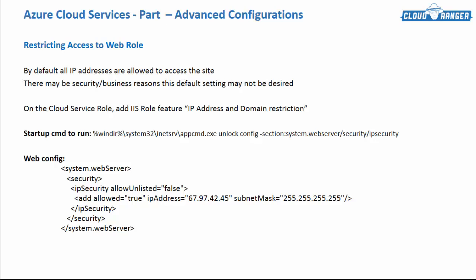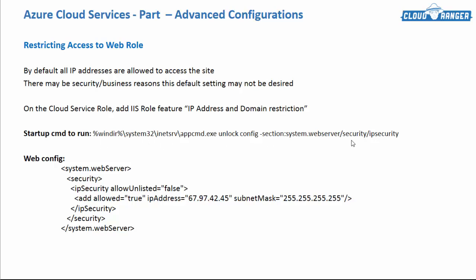The way you do that is obviously there is some setting that you need to do in the web config as well as in the service definition file. But this section actually depends on what we did in our last section, right? With the startup command. So once you have deployed your web role, you log into the virtual machine, go to the server manager, and enable an IIS role feature called IP address and domain restriction. That's the first thing you'll do on the VM.